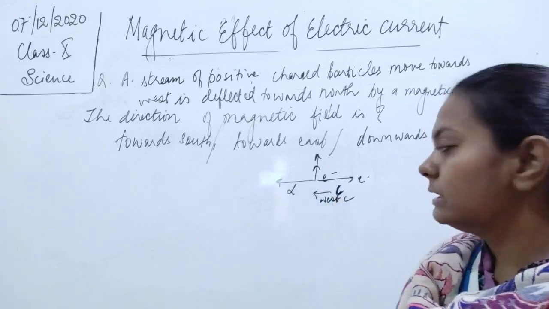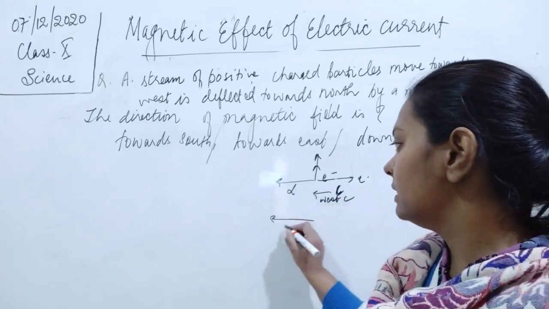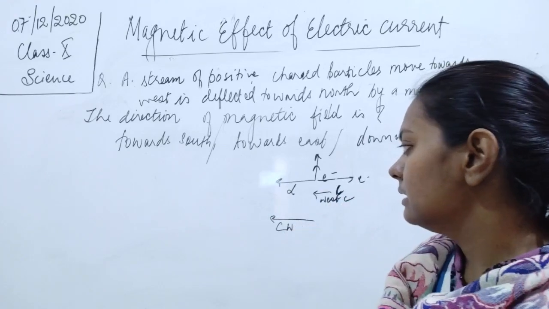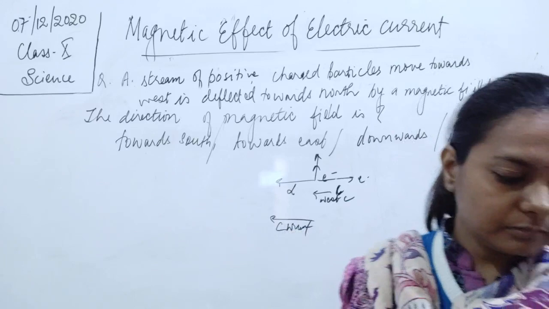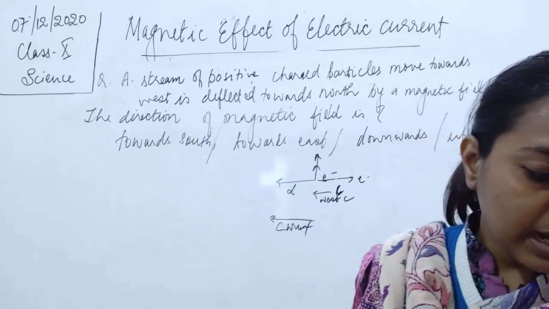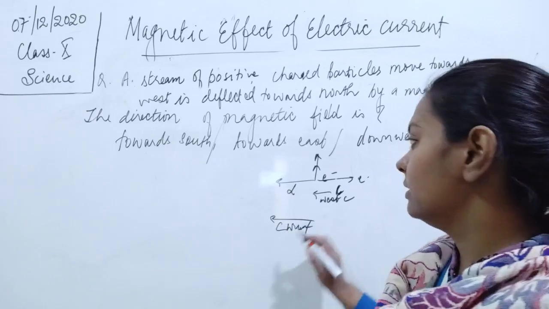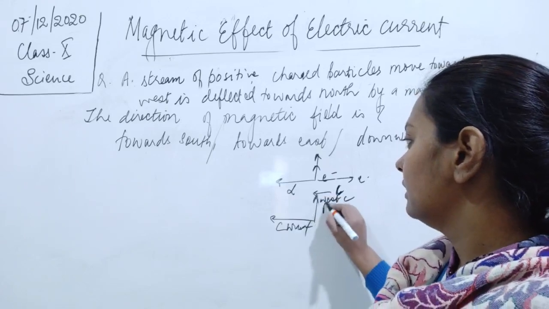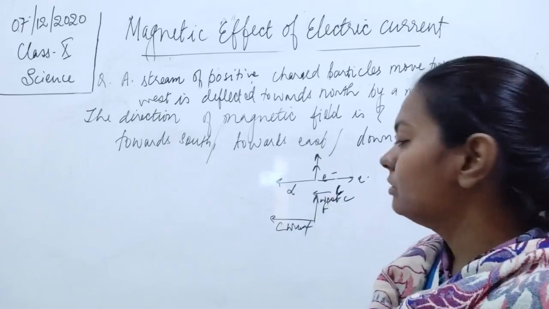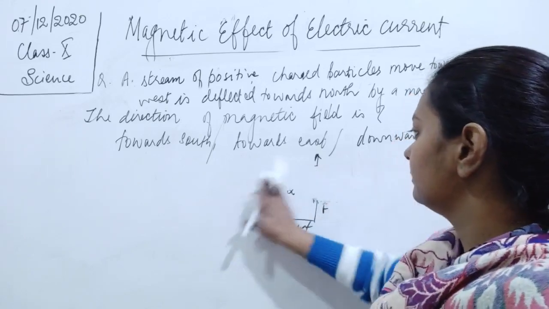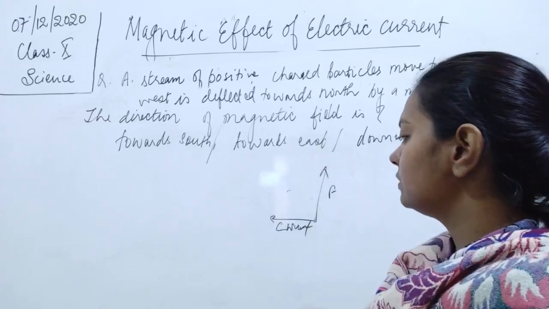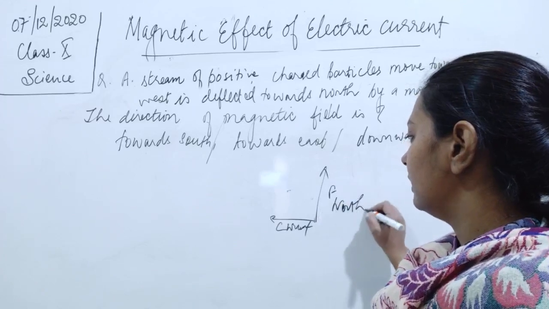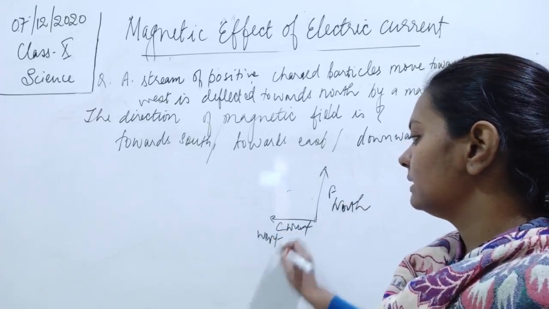Okay, ठीक है, the direction of the current is towards west. This is current. And the direction of the force is towards north. Force is towards north. This is towards west.